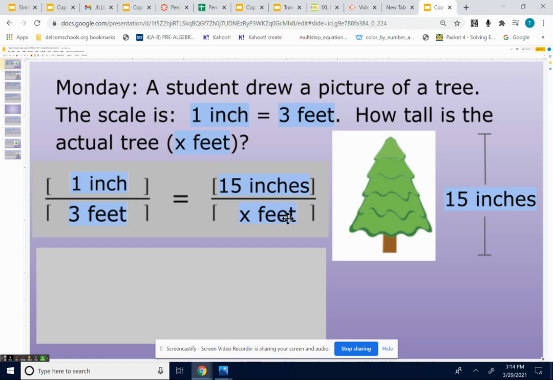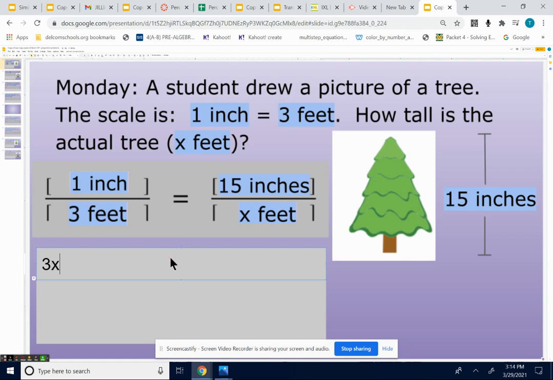Okay, there's my proportion. But again, I started out with the two things that were written together, the 1 inch is equal to 3 feet. I used that to be my first fraction. And then I put my other two pieces, making sure that the inches stayed on top and the feet stayed on the bottom. Now it's just a matter of butterflying.